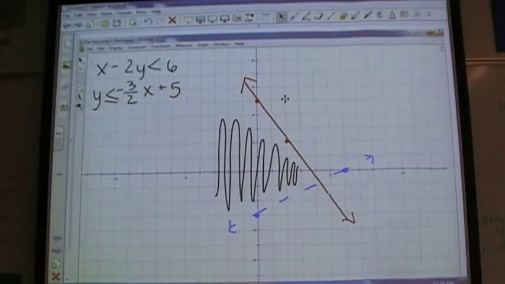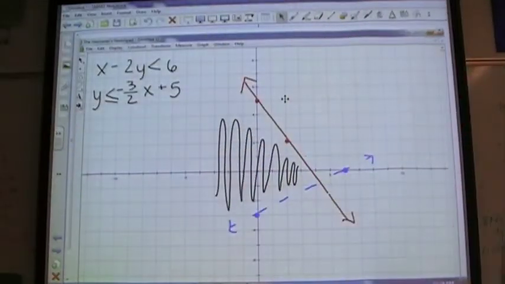What's your question? So you can choose any point to plug in? Yes, as long as it's not on the line. Again, 0, 0 is the easiest point to pick, as long as it's not on the line. If it is on the line, you have to pick another point. So anytime we do inequalities, we always shade. Yes. Okay.